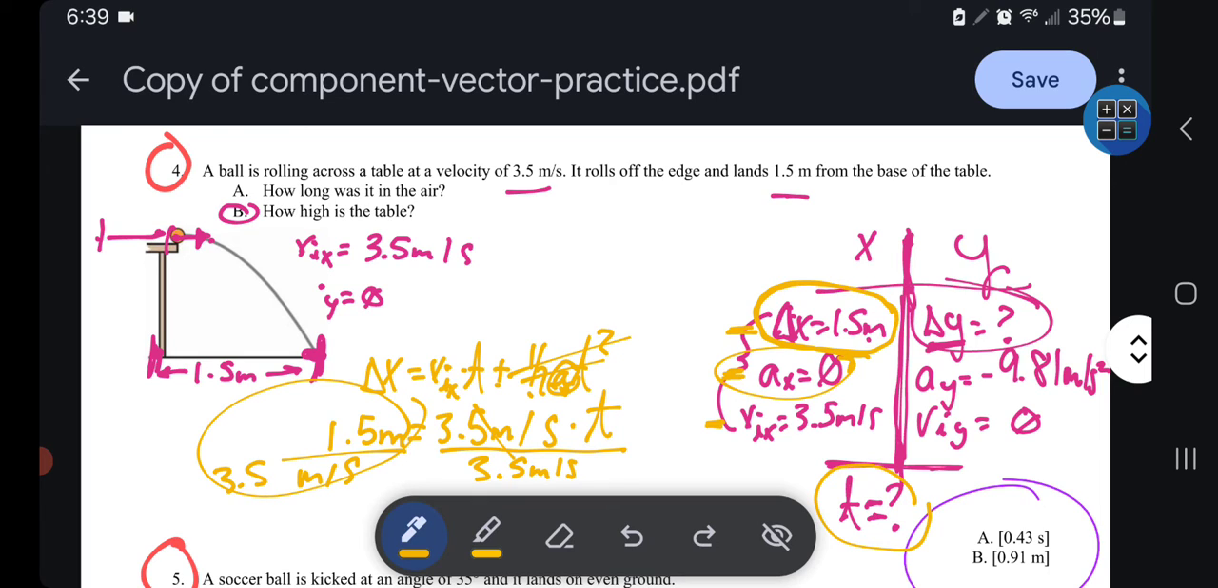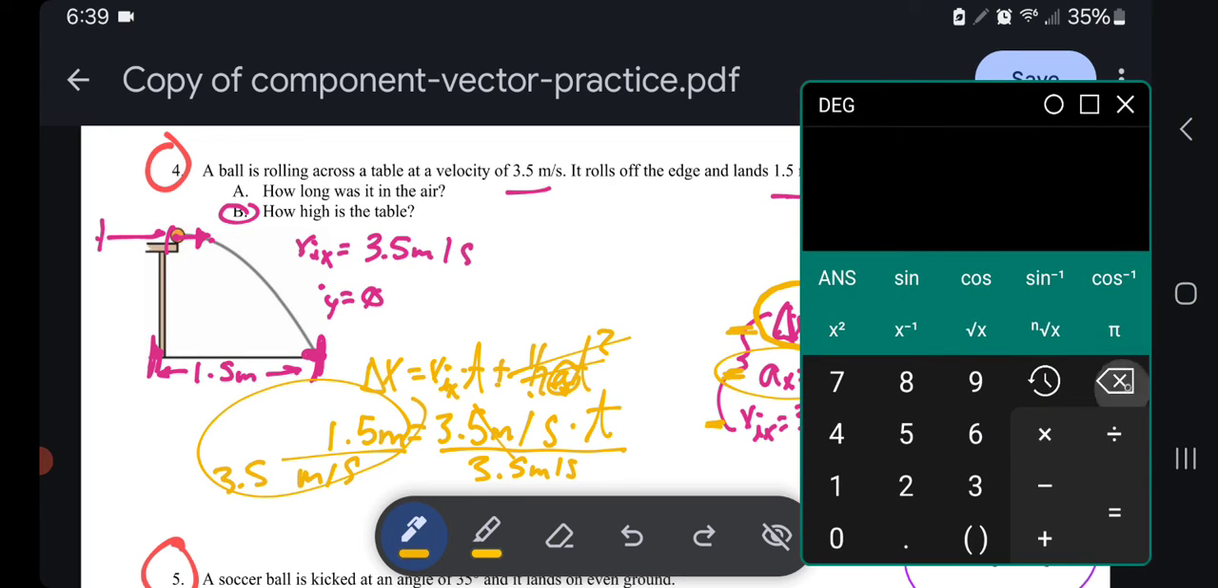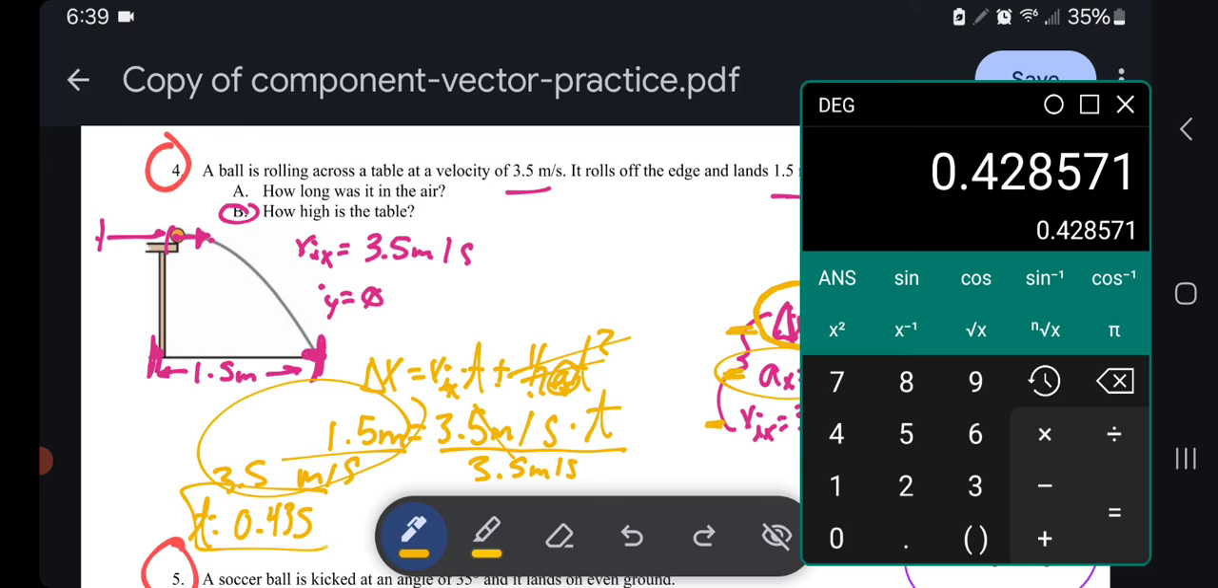Okay, so I'm going to actually perform this mathematical operation quick. I'm going to have 1.5 divided by 3.5. Alright, so my time is 0.43 seconds.